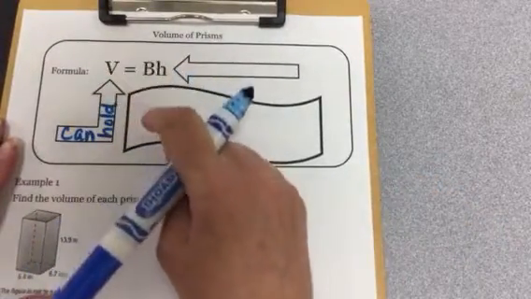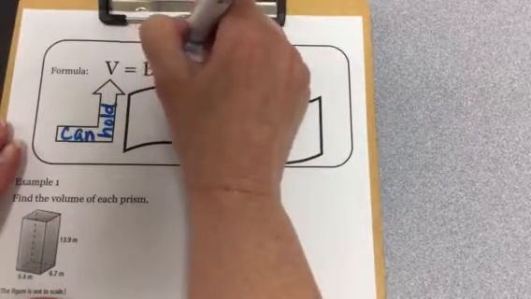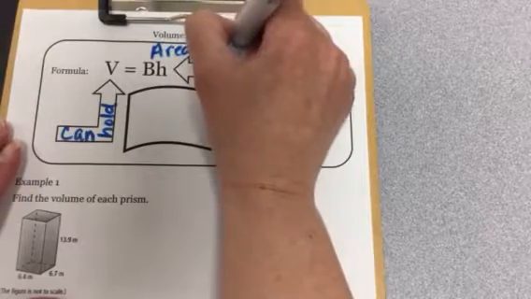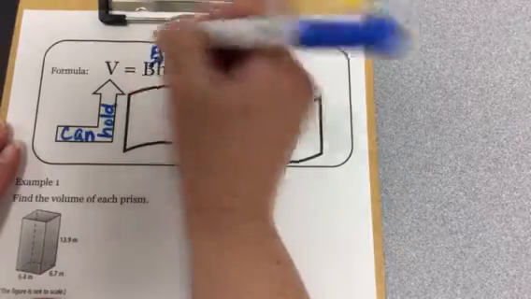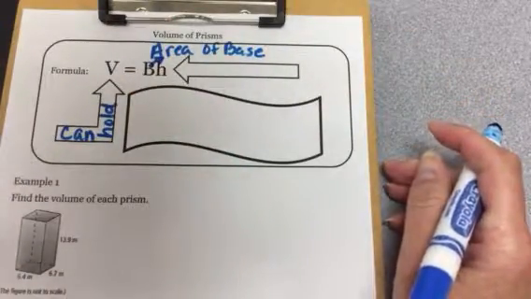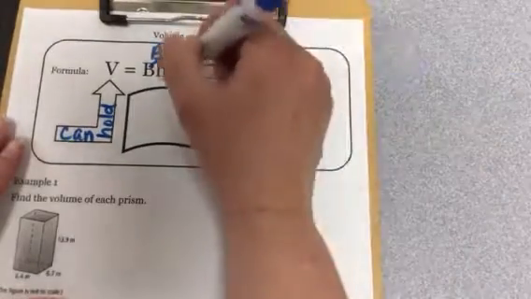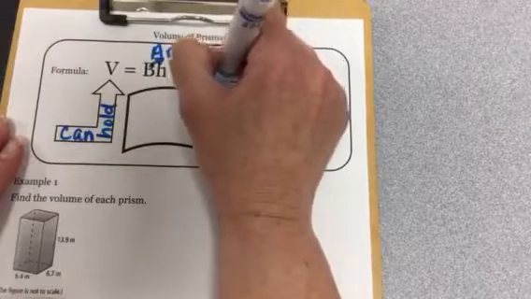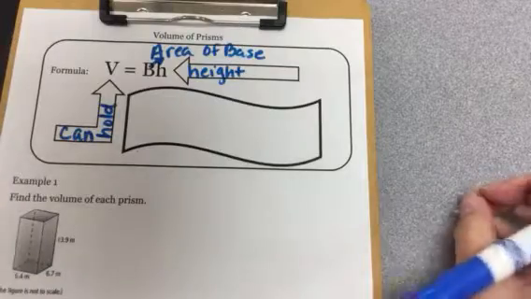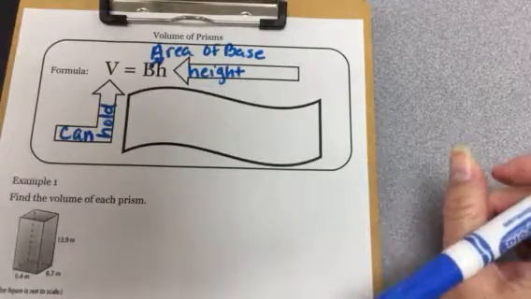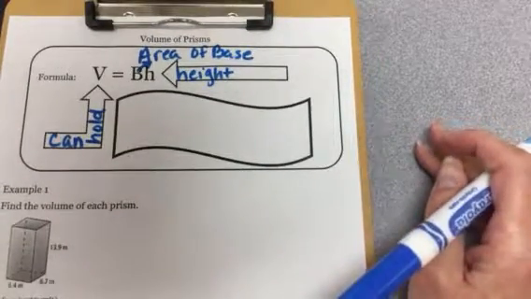V stands for volume. The big B stands for the area of the base, not just the base itself, but the area of the base. And the H is going to stand for the height of the whole figure. So, not to be confused, because it's not the height of the base, it's the height of the whole figure. So, there's going to be actually 4 steps.